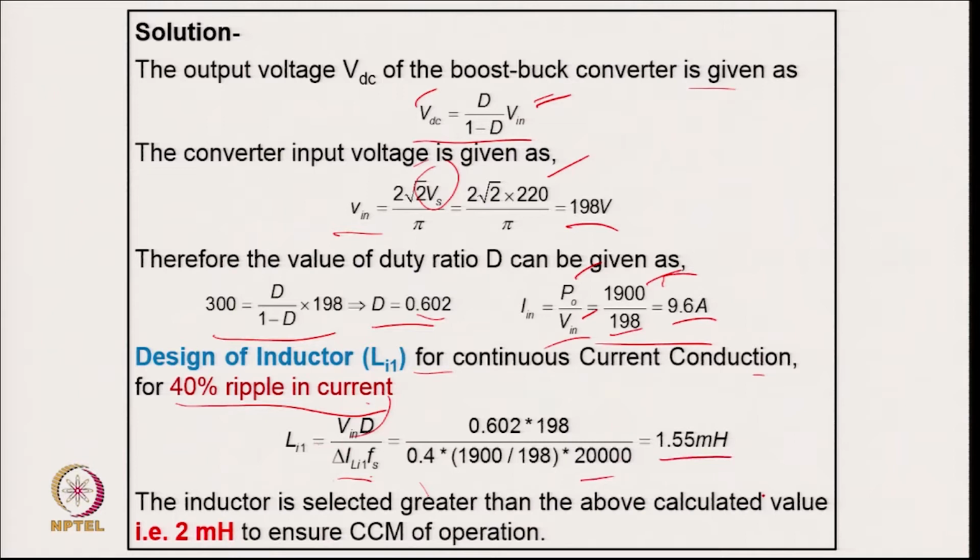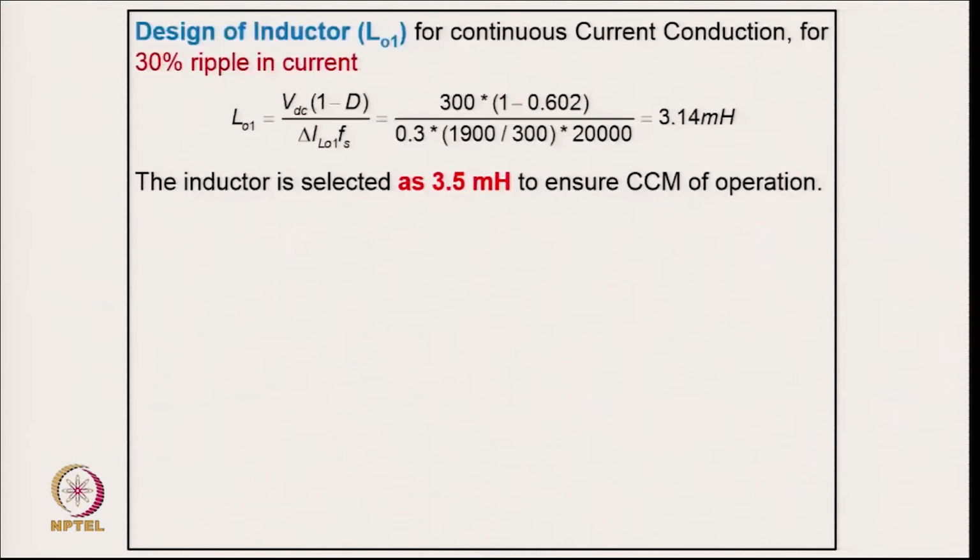Normally, we select to make the continuous conduction under all operating conditions. This is calculated corresponding to rated voltage, but certainly in practice we have the voltage increasing. When there is an increase in the voltage, then certainly the current will be less and ripple current may increase. So, to take care of the wide operating range, the inductor is selected a little above this calculated value, and that selected value is 2 millihenry here to ensure the continuous conduction mode of operation over a wide operating range.